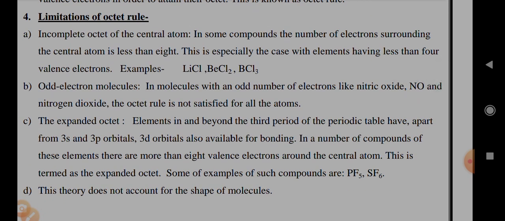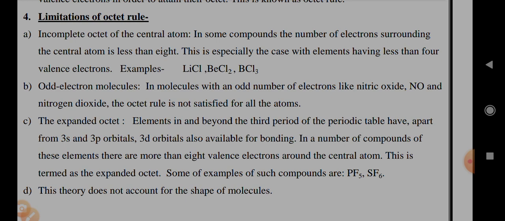Limitations of the octet rule. Incomplete octet of the central atom. In some compounds, the number of electrons surrounding the central atom is less than 8. This is especially the case with elements having less than 4 valence electrons. Example, LiCl, BeCl2, BCl3. Odd electron molecules. In molecules with an odd number of electrons like nitric oxide, NO, and nitrogen dioxide, the octet rule is not satisfied for all the atoms.